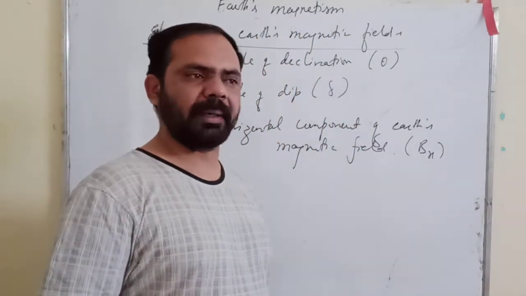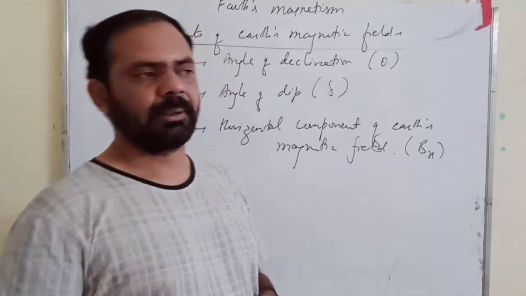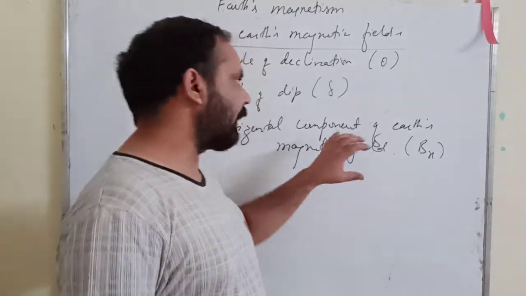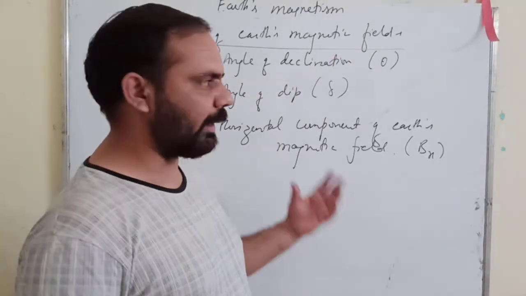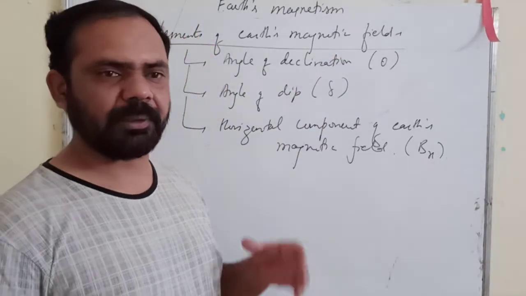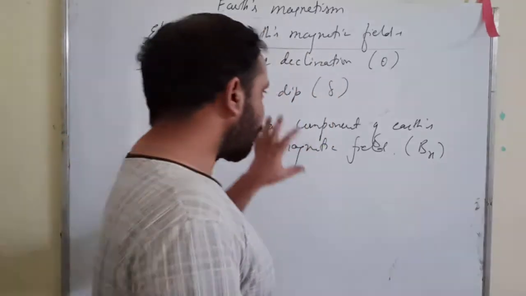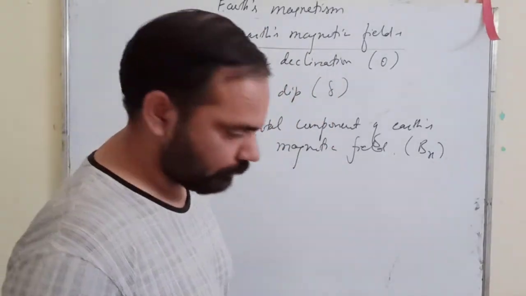Earth's magnetic field has two components, vertical and horizontal. So we will measure the horizontal component, and with the help of these three quantities we can identify the nature of the magnetic field of Earth at any particular point on the surface of Earth. Now we will discuss them one by one.